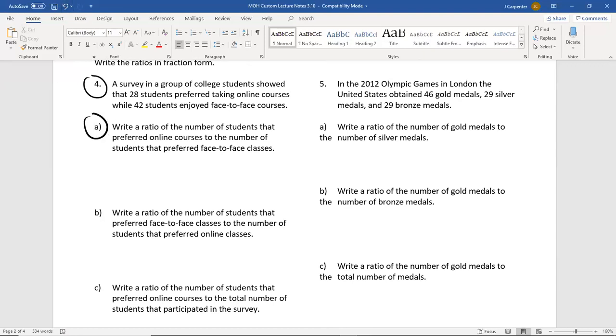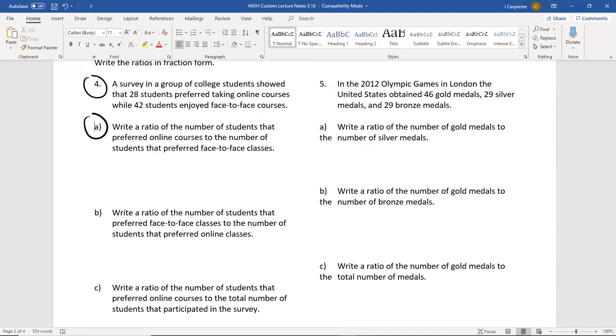Write a ratio of the number of students that preferred online courses to the number of students that preferred face-to-face. For the love of math, especially when you go into quantitative reasoning, and you'll hear me say this 10,000 times in there, use your words. Write out the words as a fraction or as a colon, whatever you need to do to make sure you get these in the right order.